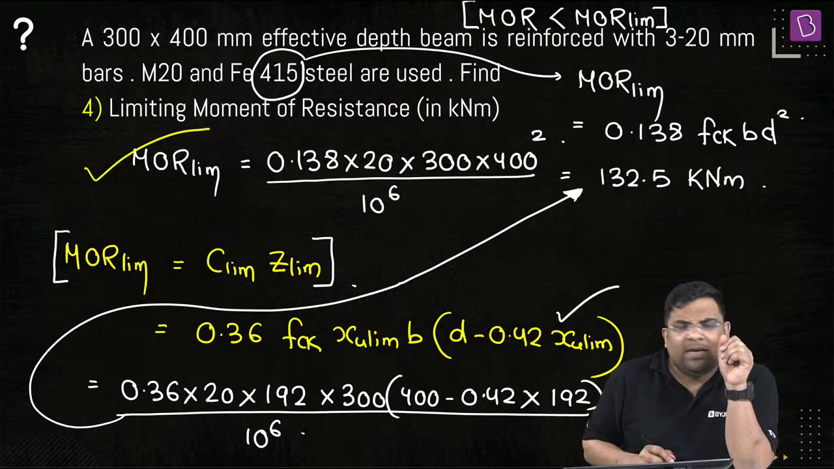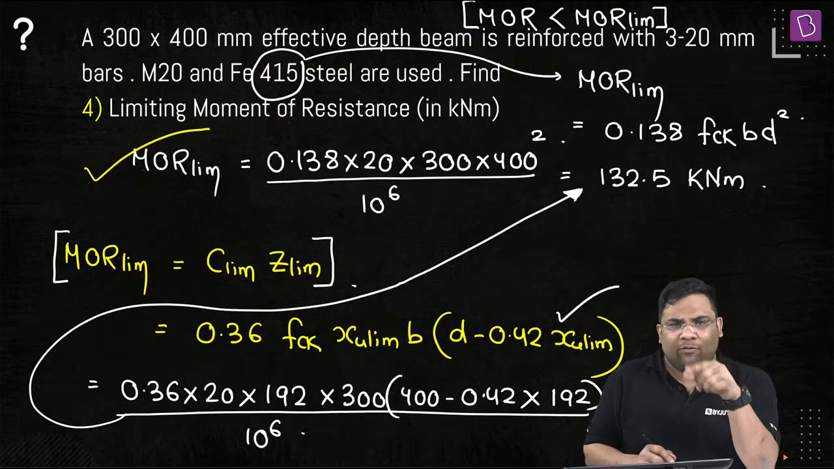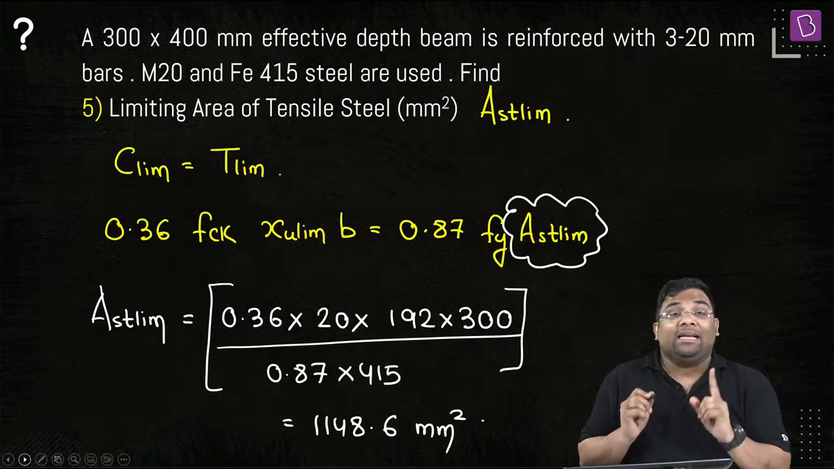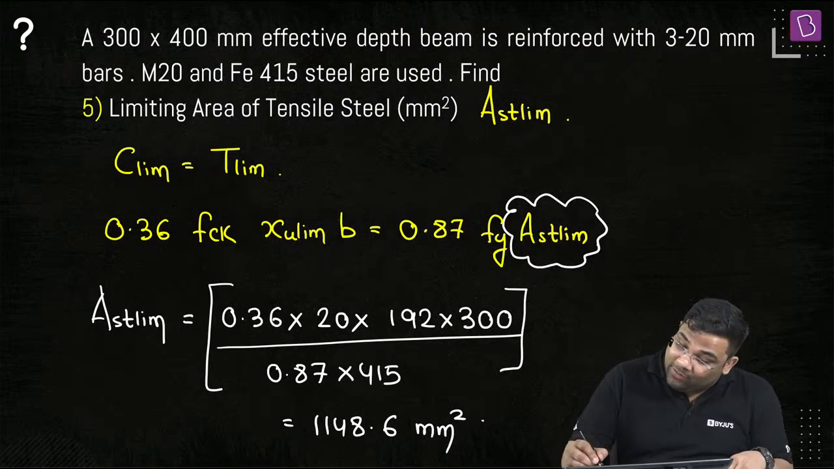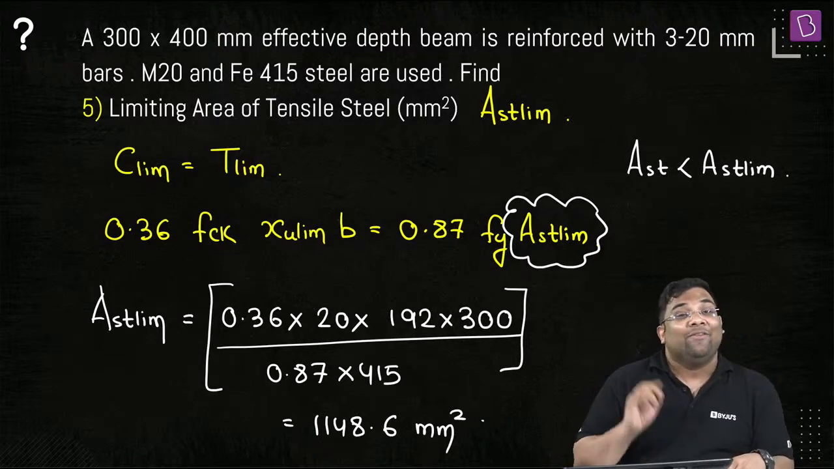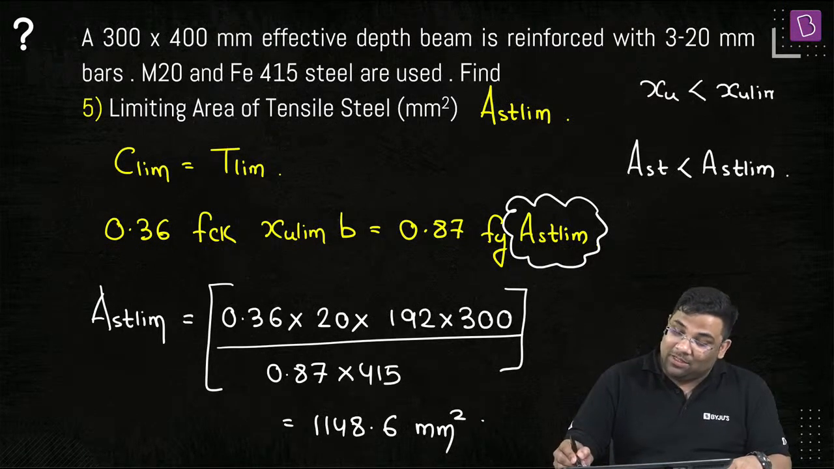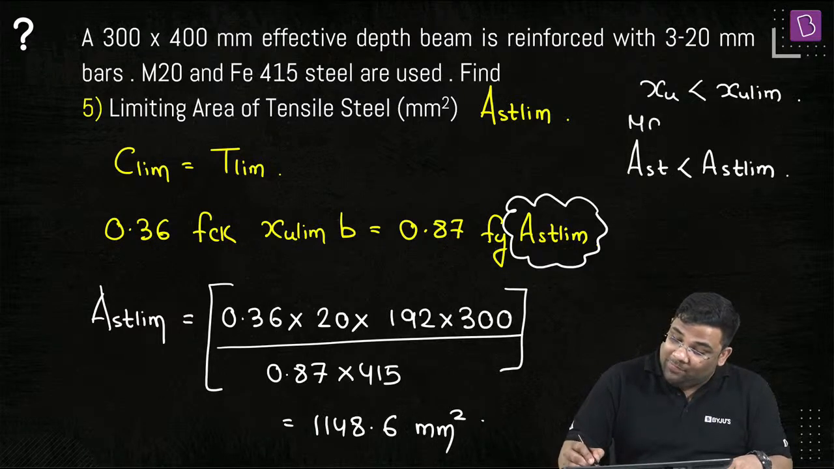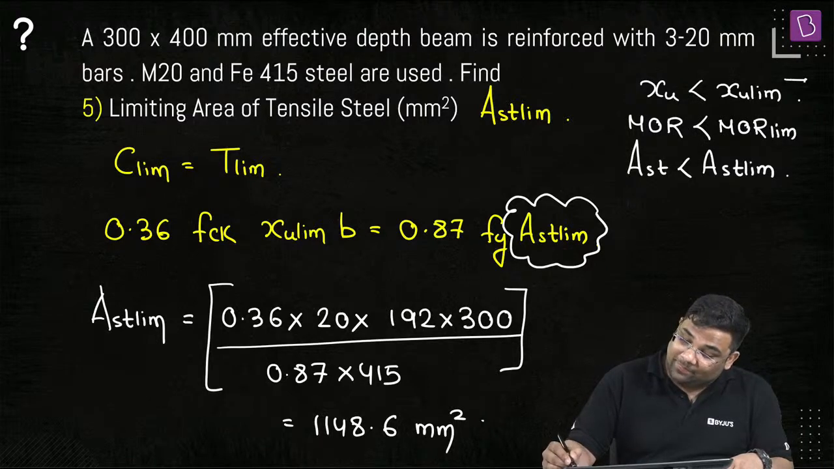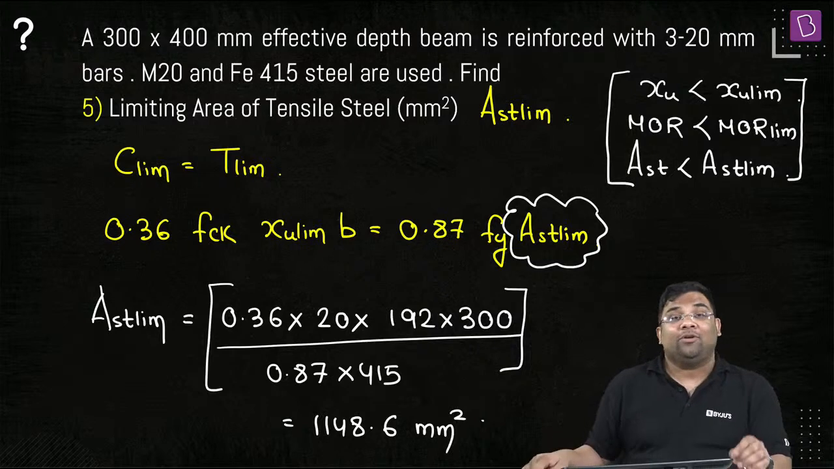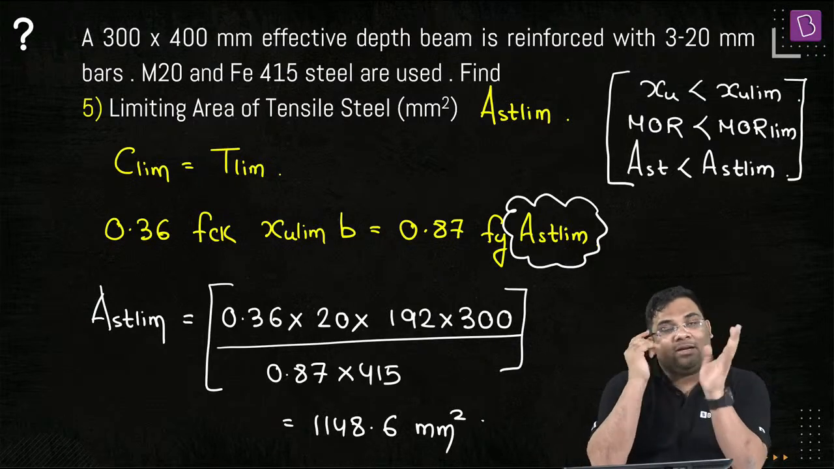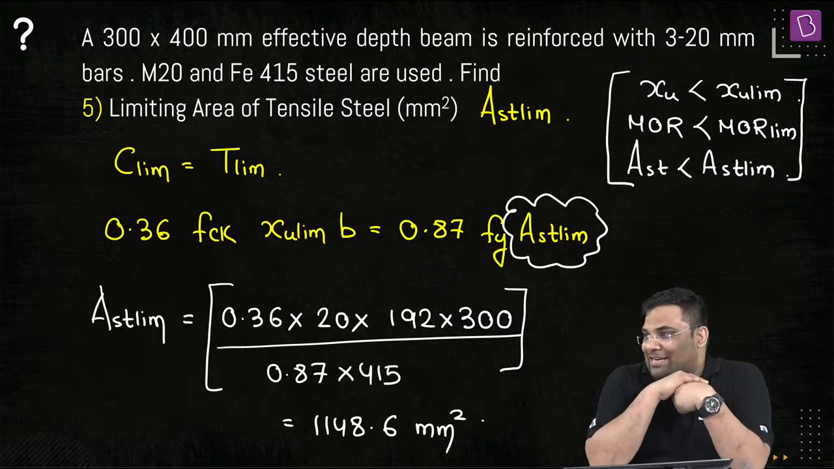And what was AST, by the way? AST was 942.5. What is AST limiting here? We're getting 1148.6. So your AST is also less than your AST limiting. So for an under-reinforced beam, XU will be less than XU limiting, MOR will be less than MOR limiting, and AST also will be less than AST limiting. It will follow the trend. It's not that XU is less than XU limiting and you get MOR more than MOR limiting; that means you have committed some mistake.